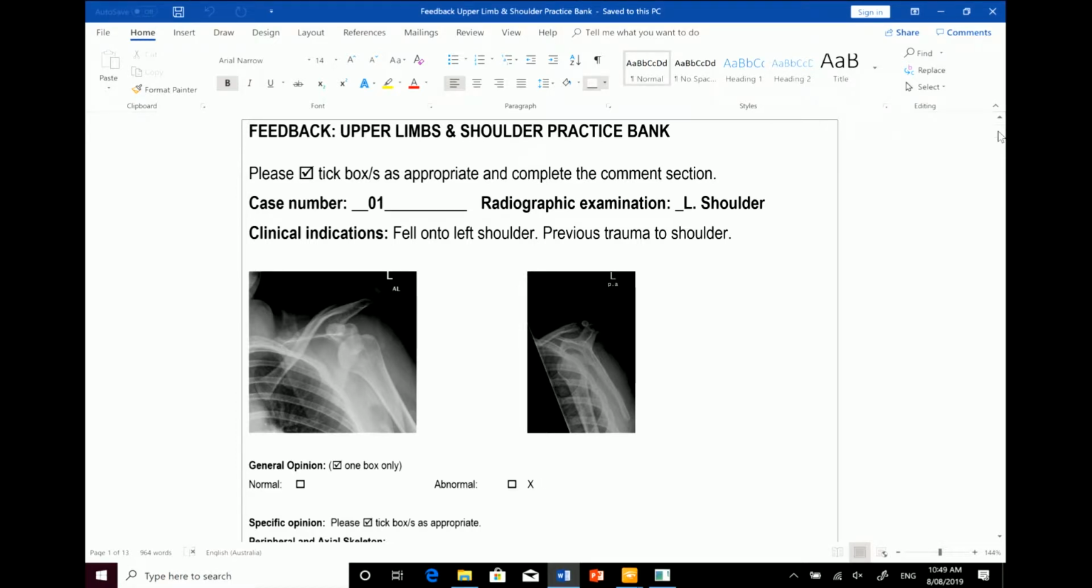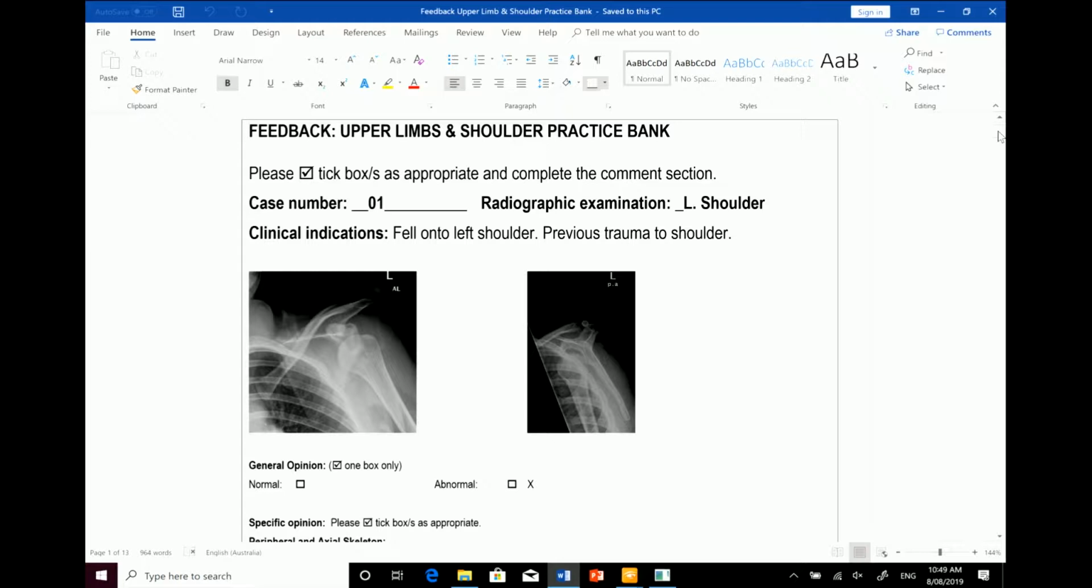This is the feedback on the upper limb and shoulder practice bank that I've given you. So I trust that you have worked through the practice bank yourself. Please have your completed PAE form at hand so that you can self-mark this formative assessment.